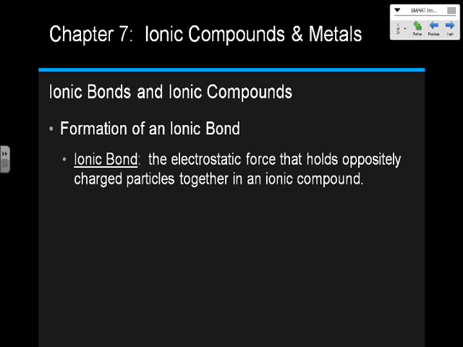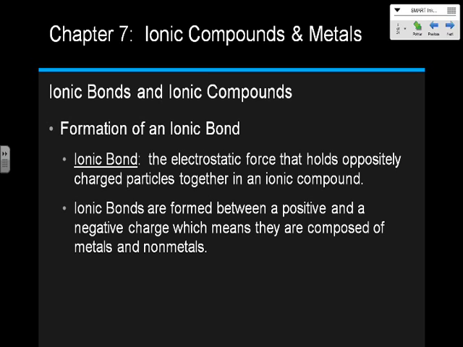So that automatically means you should know what type of elements make up an ionic bond. It means that we're going to have one metal and one nonmetal, since it's going to be one positive and one negative charge. So as you can see here, this is what we just talked about, but ionic bonds are formed between a positive and a negative charge, which means they're composed of metals and nonmetals.